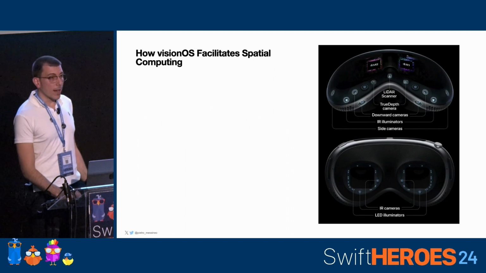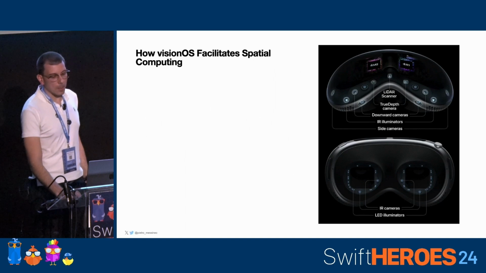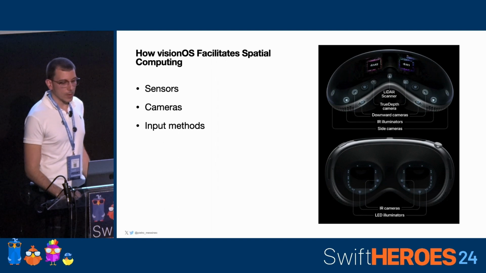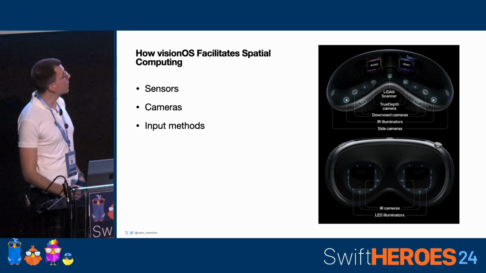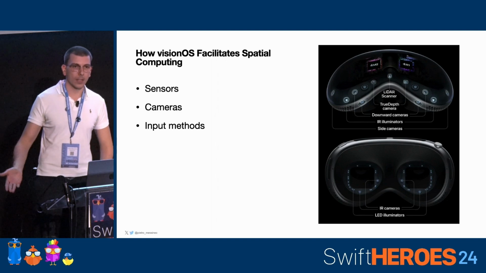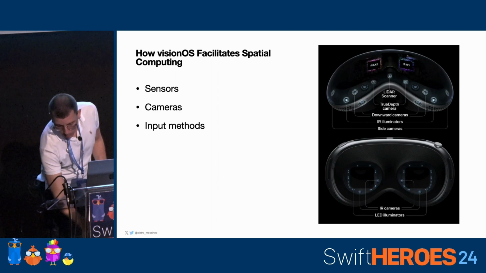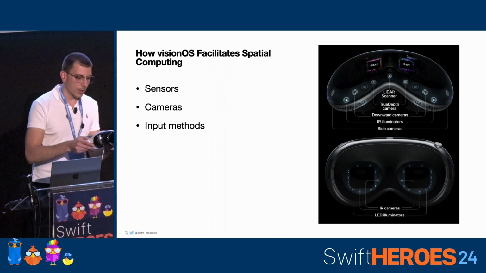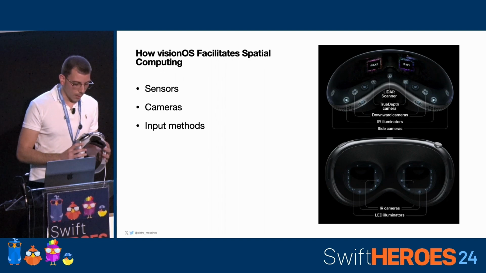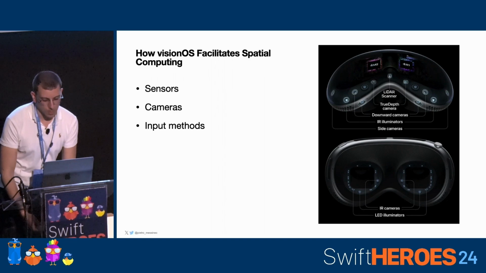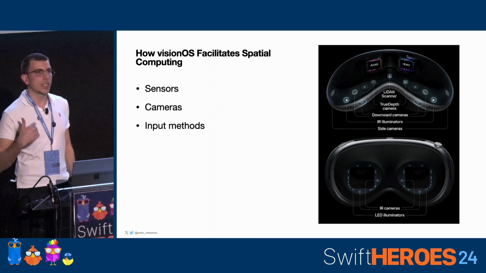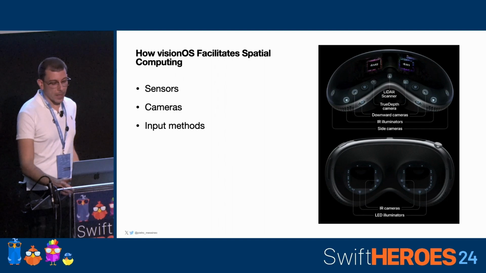So VisionOS facilitates spatial computing by integrating a wide array of sensors, cameras, and input methods. And all of these things, as you can see over there, it's a field of sensors and cameras that the user actually cannot see. I know it's a bit far, but there is this black panel, so you cannot really see it from far away. Only the cameras are visible, you cannot see the other sensors. And thanks to all of these things, VisionOS can place, for example, digital objects into the real world.